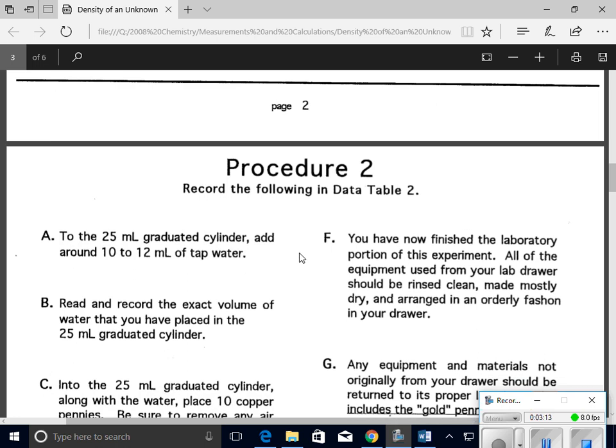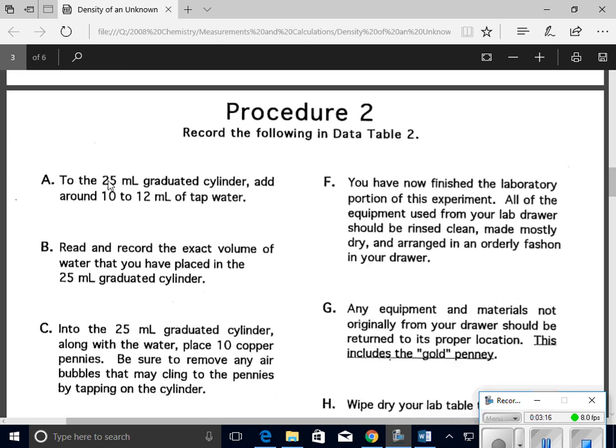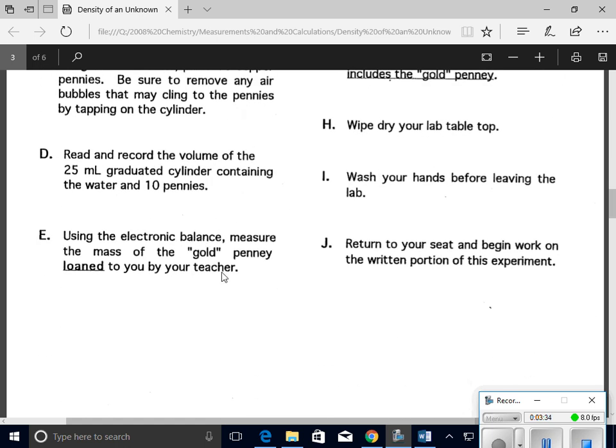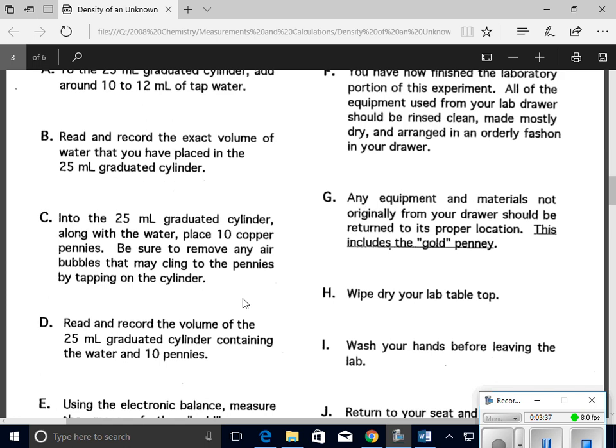Part 2 is where it says to use a 25 milliliter graduated cylinder. The pennies will not fit into your 25 milliliter graduated cylinder, so make sure that you use the 100 milliliter graduated cylinder. So you're going to use water displacement to calculate the volume of 10 pennies. You're going to use the volume of 10 pennies to calculate the volume of a single penny.